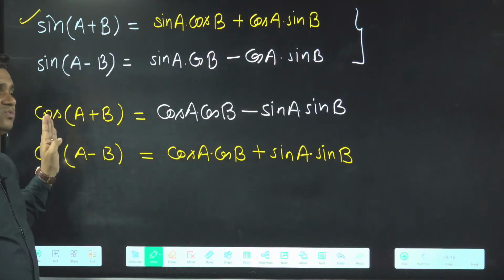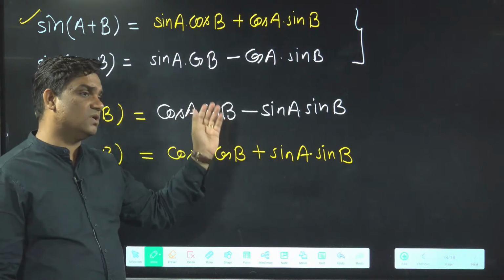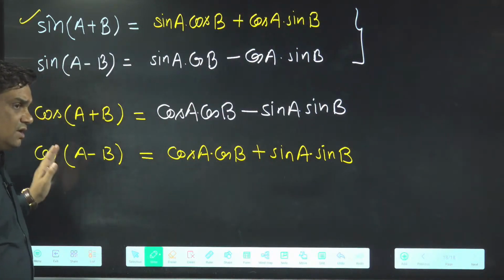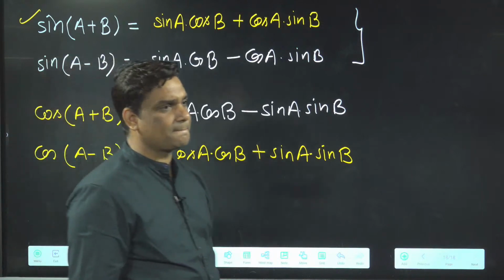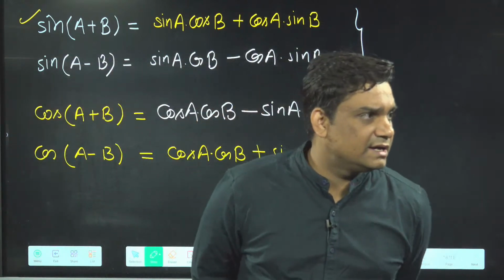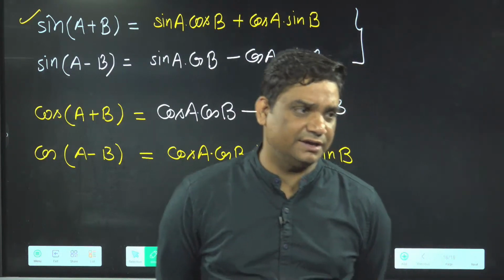In case of cos, what happens? Cos will be together: cos A cos B minus sine A sine B. When minus is there, there will be the plus. I hope it is very clear about this formula. Are you clear now? Okay.